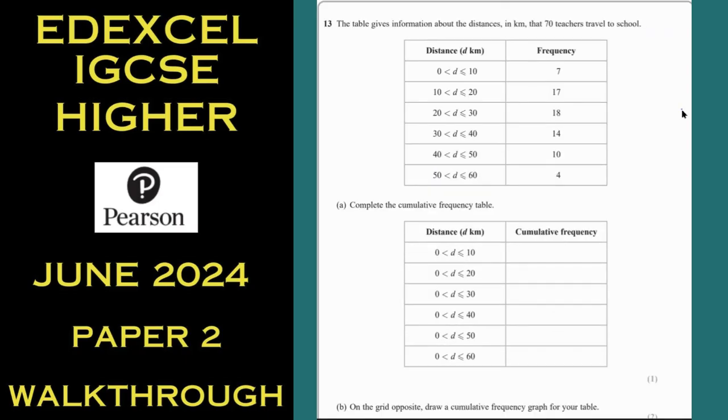Question 13, as straightforward as they come, really. Don't forget when you plot, make sure you use the upper class boundaries. And let's add these up as we go along to get 7, 24, add on the 18, we get 42, 56, 66, and 70. Always nice to have a double check if they give it you.